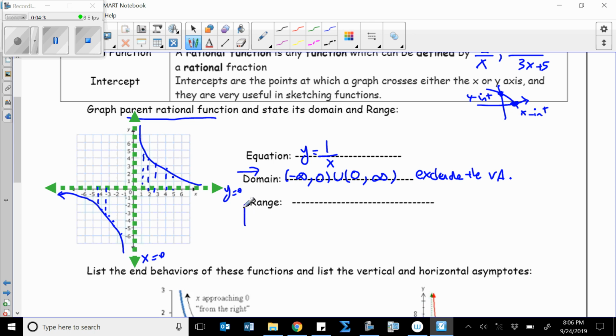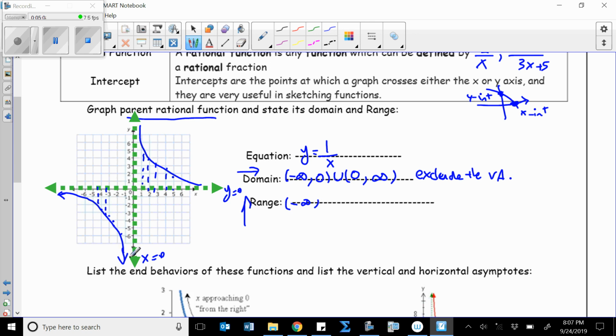Then for range, we need to move bottom to top. We're looking for y values, and we know that on the y-axis, the bottom side are the lowest points and the top side are the highest points. So as I move from bottom to top, because my function is again continuing to decrease from this side, that means I'm starting from negative infinity.